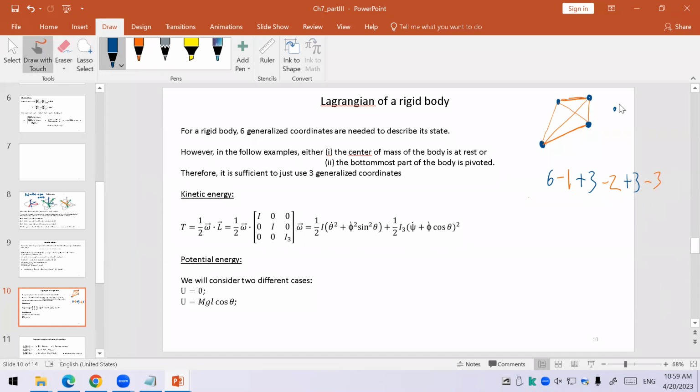So the 5th particle, again you just need 3 rods. So again, plus 3 minus 3. So once you get to 6 generalized coordinates, and then you keep adding particles, you are just doing plus 3 minus 3. So you are no longer adding more generalized coordinates.